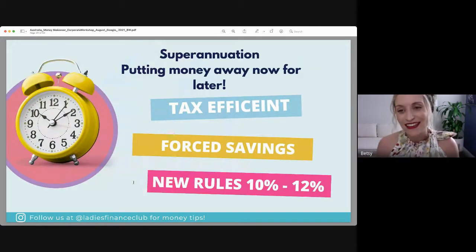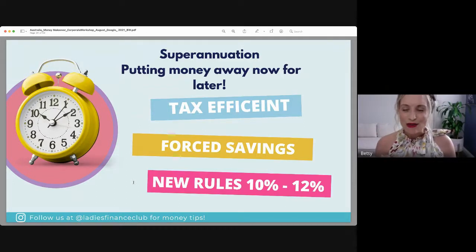So I love super. Superannuation, putting money away now for later. That's why I call it my future freedom fund, because one day I won't want to go to work and I would like to have a stockpile of cash that can replace my income. And that's what my super is all about. So it's super tax efficient, as I said, only a 15% tax rate.